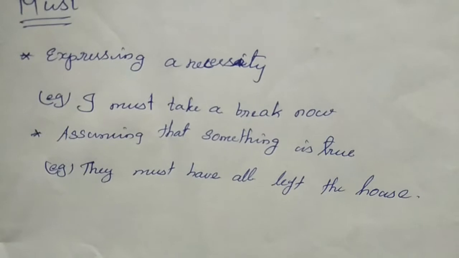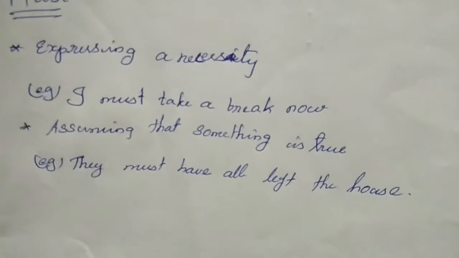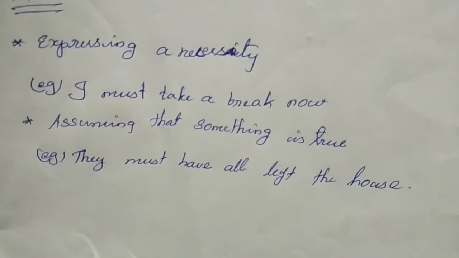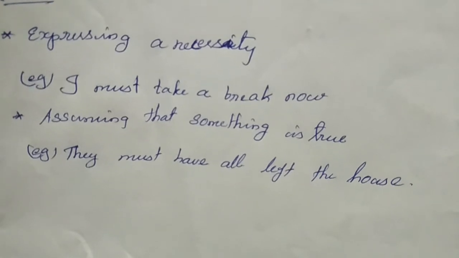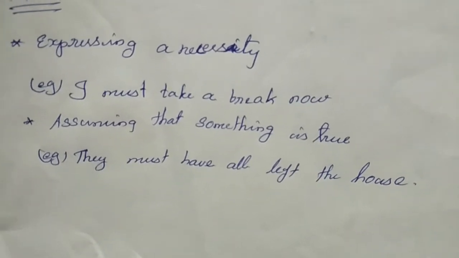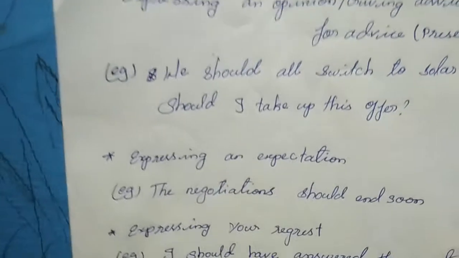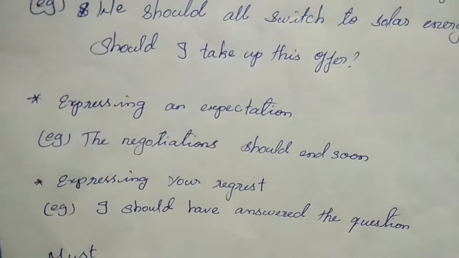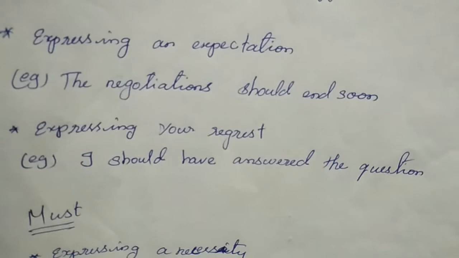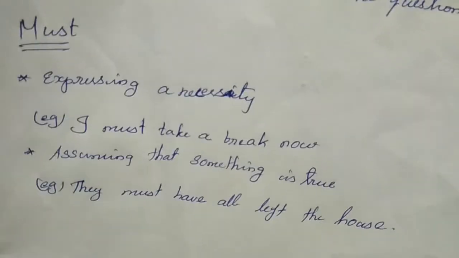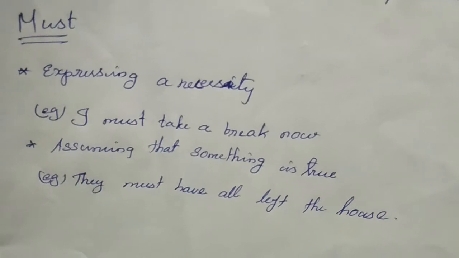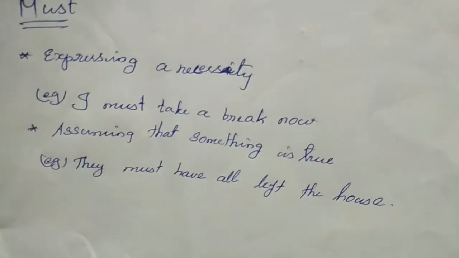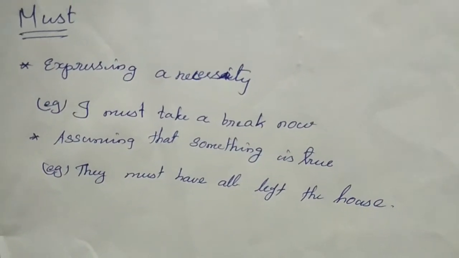Assuming that something is true. When you assume that something is true, you can use must there. They must have all left the house. So the usage of must is expressing a necessity and assuming that something is true. So again, should has three usages: expressing an opinion, giving advice or asking for advice, expressing an expectation, and expressing your regret. And must is used to express a necessity, or to assume something must be true. The example is: they must all have left the house.